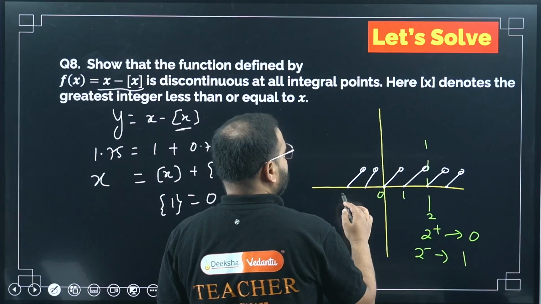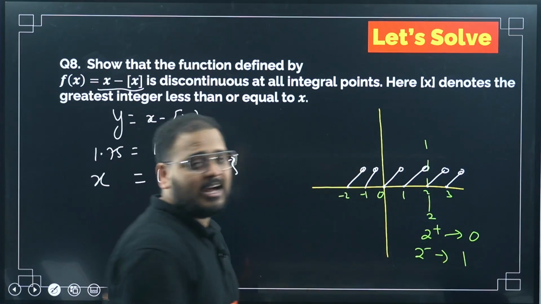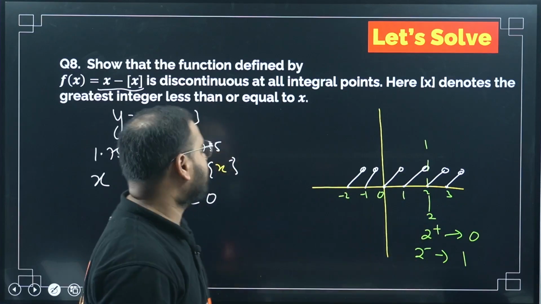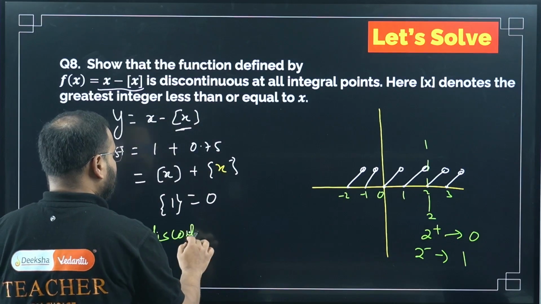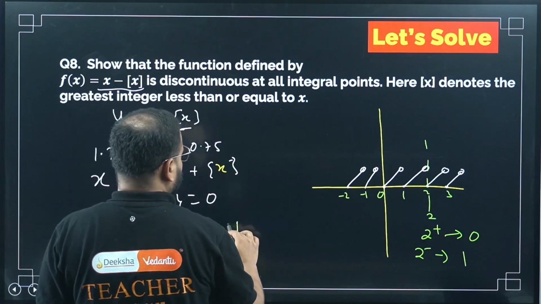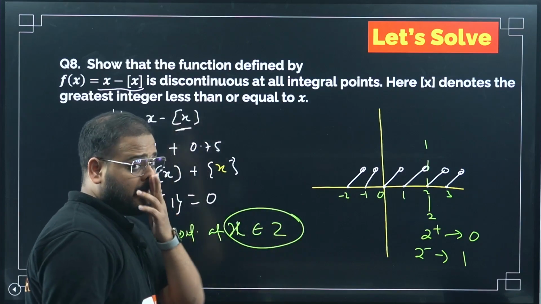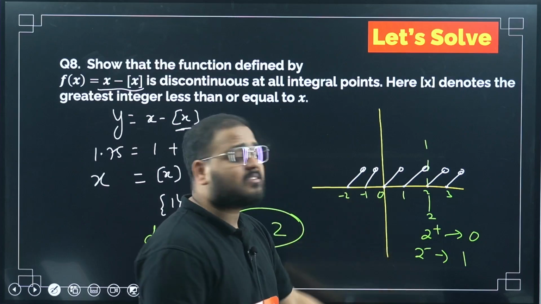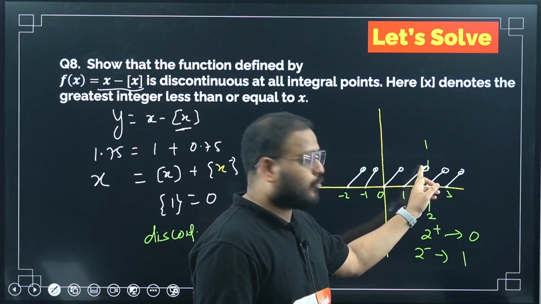So if I write minus 2, minus 1, 0, 1, 2, 3, at every integer value, what is happening to the function? The function is getting a break in the graph. Means discontinuous. Please write the answer here: discontinuous at x belonging to integers. Why? Because the limit does not exist. LHL and RHL are not equal, because right after 2 the answer is 0.